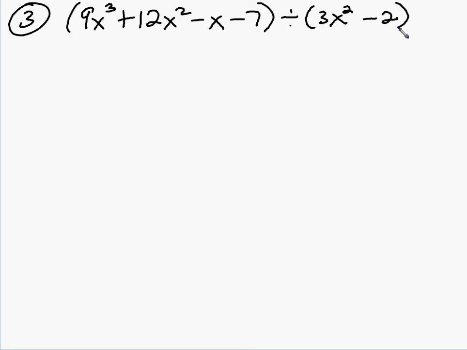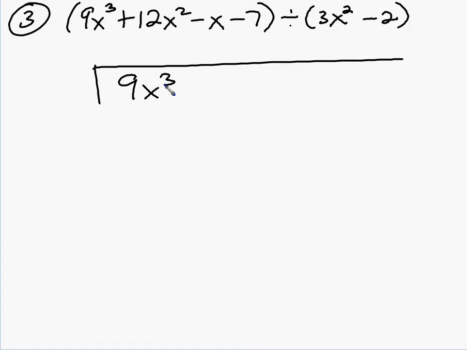Now, obviously, there's some things that pop up in this one. It's why I wanted to do this problem. This still goes on the inside. We haven't seen one yet where one of the terms is missing, but just remember, if one of those terms is missing, like if it jumps from an x cubed to an x, you have to put in that term with a 0. And then the 3x squared minus 2 comes out here.